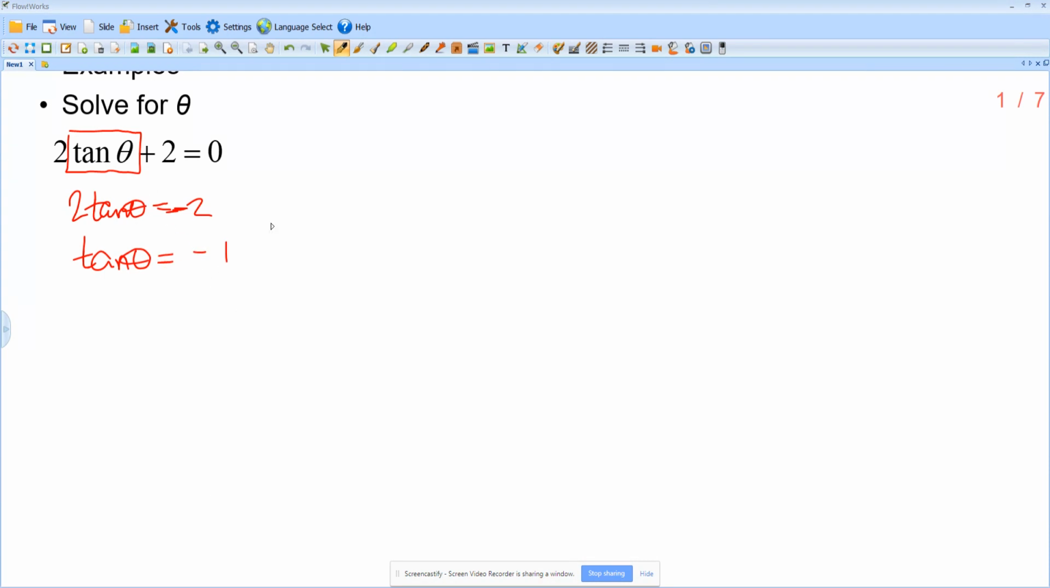At that point, I now go and think about my unit circle. Tangent is -1 here and here. This angle is 3 pi fourths. This angle is 7 pi fourths.